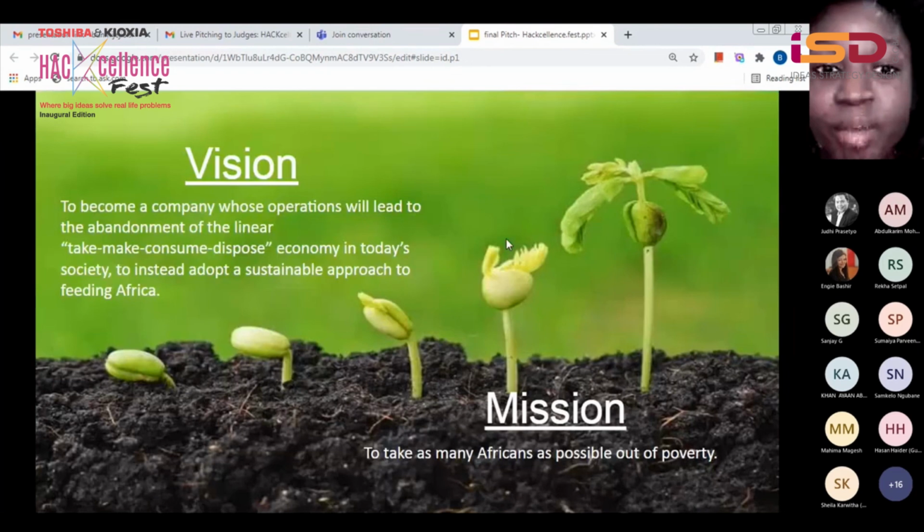Our vision is to become a company whose operations will lead to the abandonment of the linear take, make, consume, dispose economy in today's society, to instead adopt a sustainable approach to feeding Africa. Our mission is to take as many Africans as possible out of poverty.